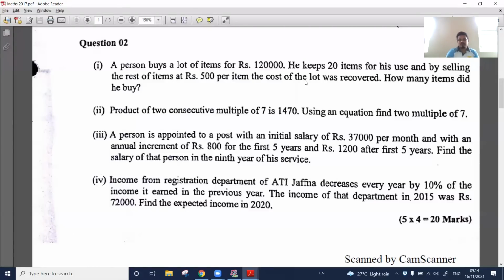Right? So we need to find how many items he bought. How many items did he initially purchase? That is what we need to find. So what should be your approach? Here we need to develop a formula to find the number of items that he bought.